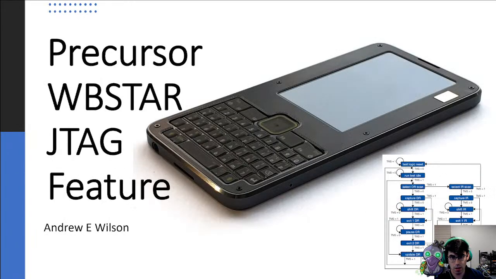So our first goal today is to add the WBSTAR feature to the Precursor system. And the best way, it's a Rust-based language. It looks easy so far, so we're going to do it in the simulator today and talk about the sequence and how to do it.